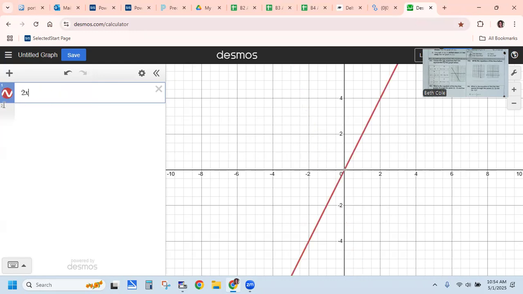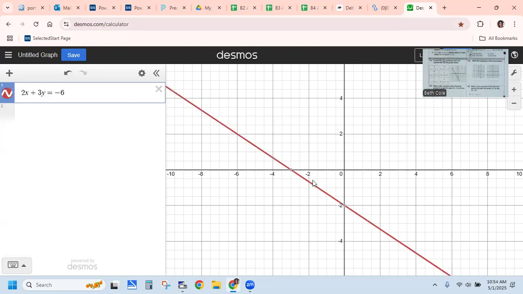Let's do D. All right, 2x + 3y = -6. Does that match? No, cross out D.